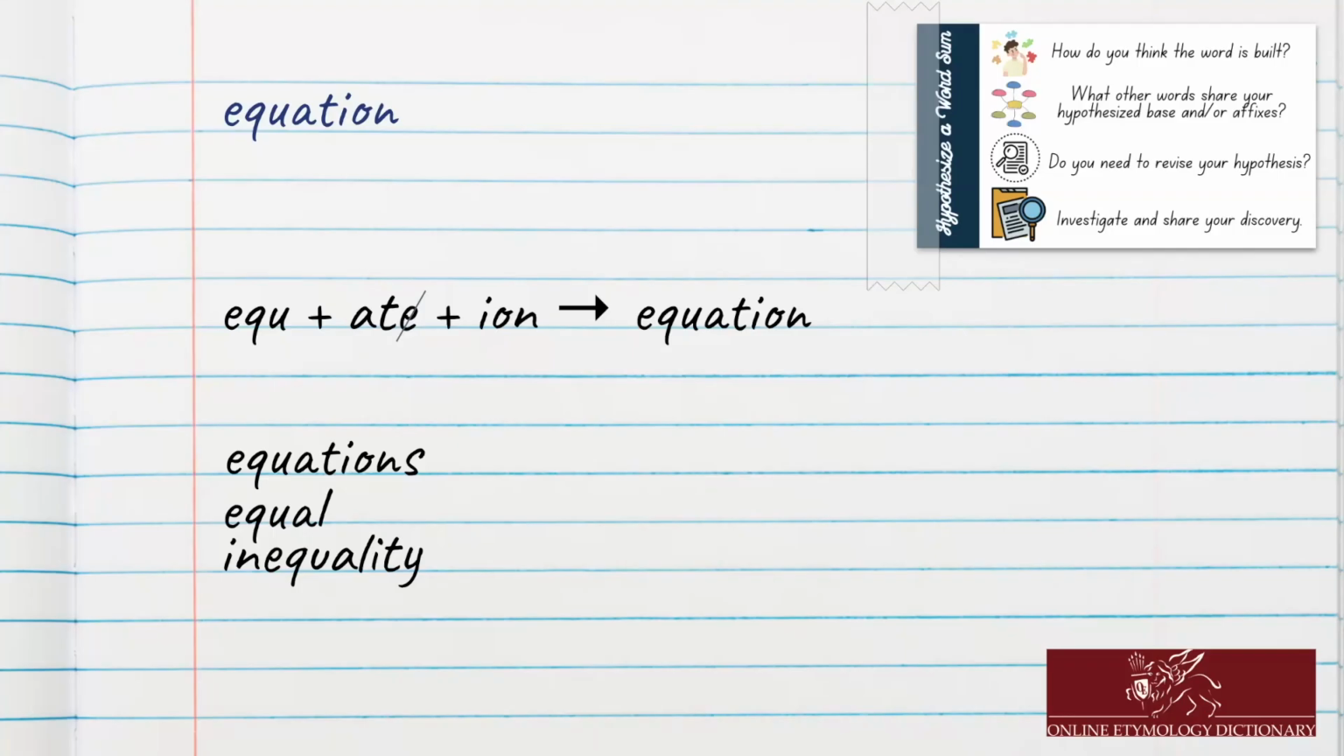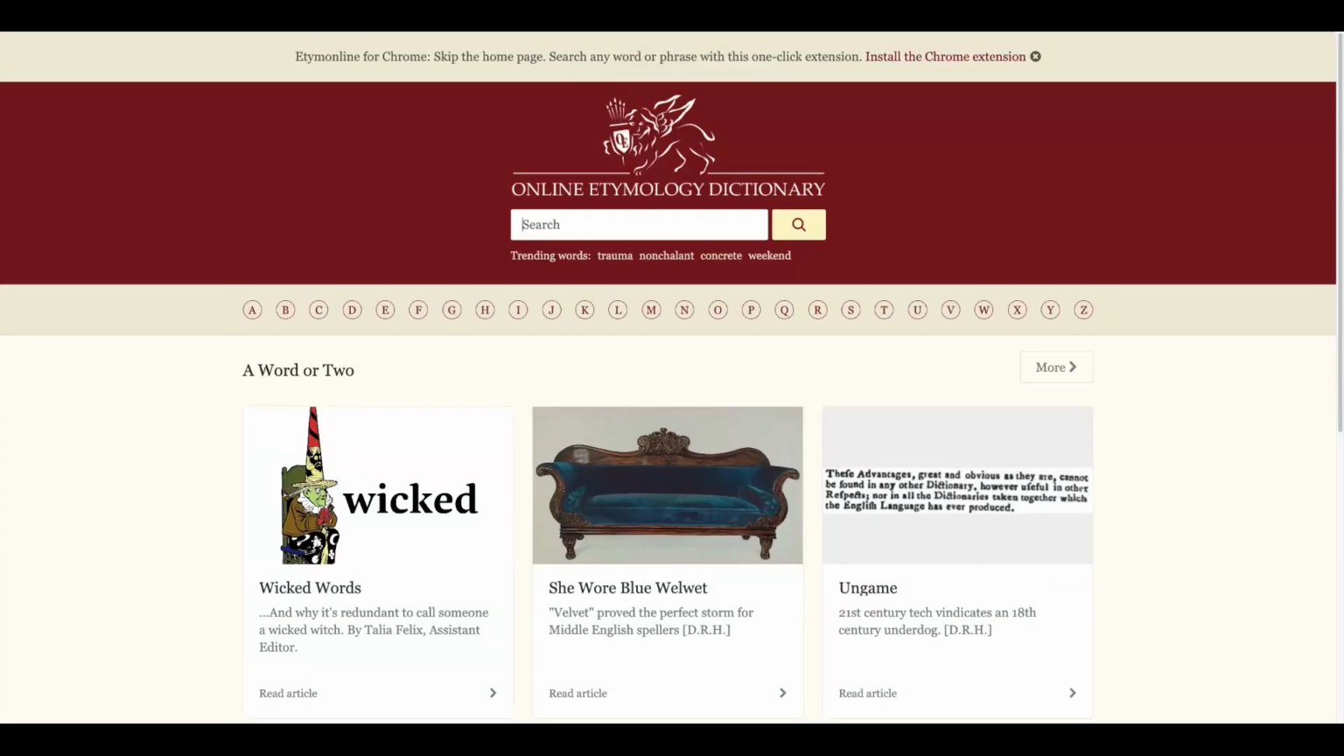Then I ask myself, are there other words that would use this base and have a similar meaning or sense? I thought of the word equations. Obviously, you just have to add an S to that one. And then the word equal fits because I can just add AL to that. And then I was thinking of the word inequality. So from here, I'm going to go to the online etymology dictionary.